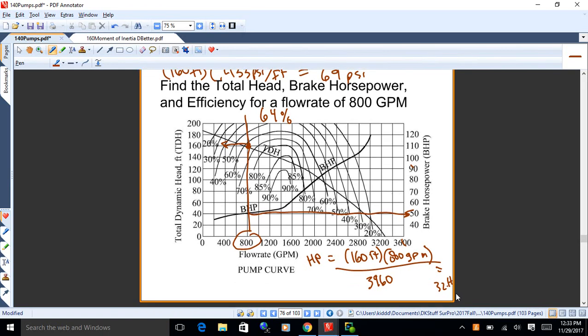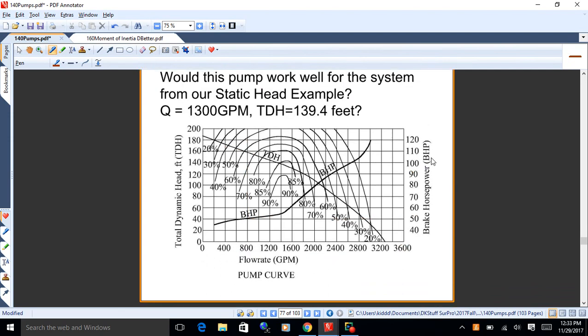Doing all right with that? So you could design a system, or would you use this just with an existing pump? Well, you can do both. This just gives you information about it. All right, so for that static head example we did, we had a flow rate of 1,300 gallons per minute and a TDH of 139.4 feet. Where would this pump work well for that?